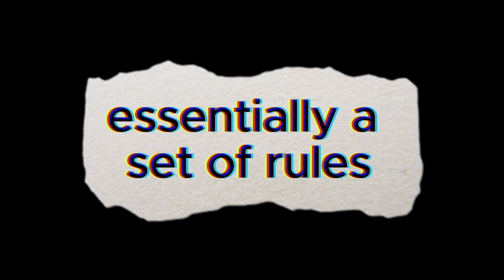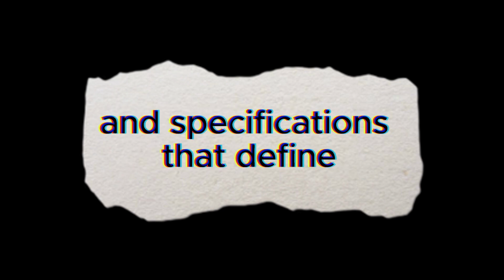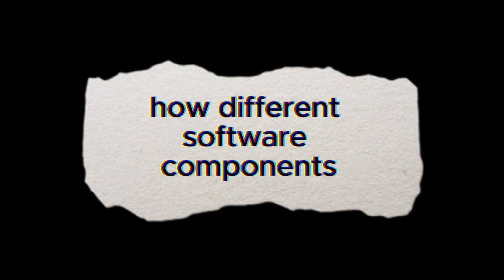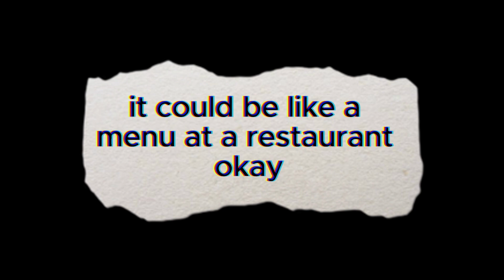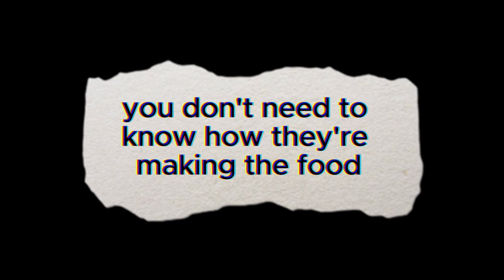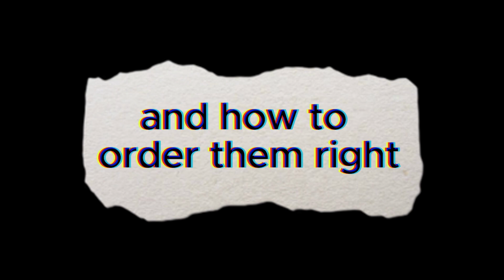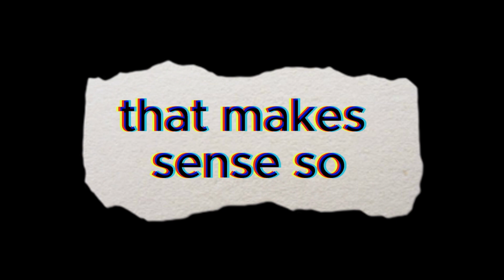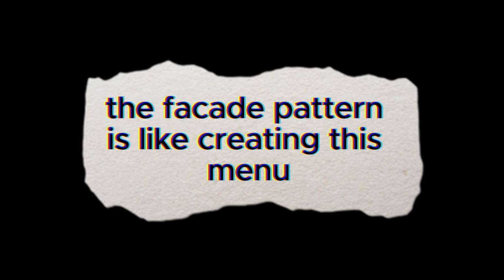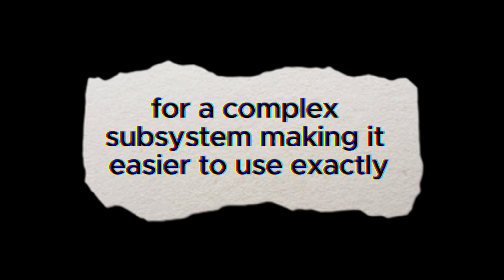It's essentially a set of rules and specifications that define how different software components can interact with each other. Think of it like a menu at a restaurant. You don't need to know how they're making the food in the back. You just need to know what dishes are available and how to order them. Okay, that makes sense. So the facade pattern is like creating this menu for a complex subsystem, making it easier to use.